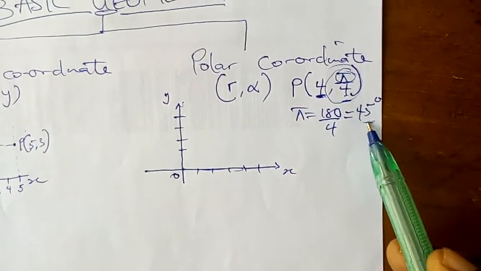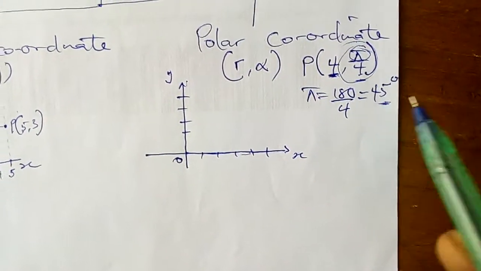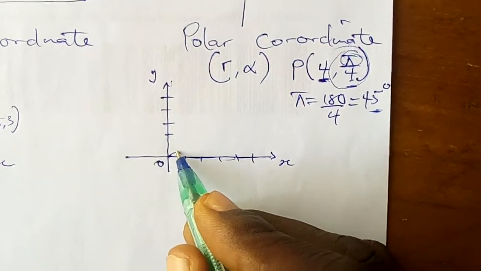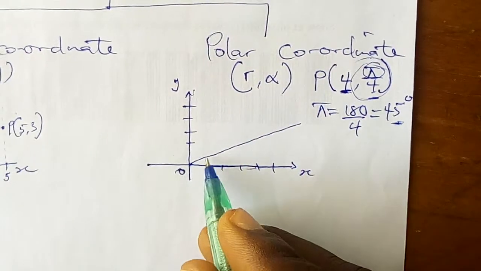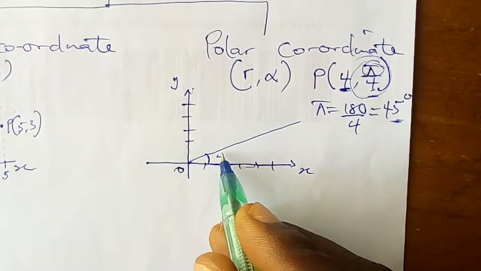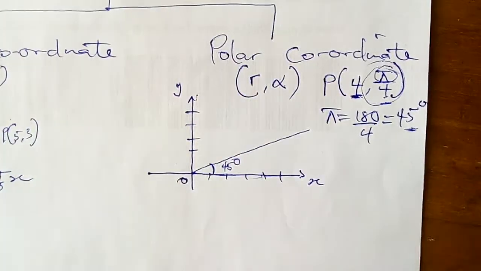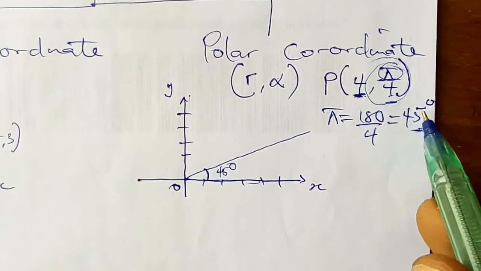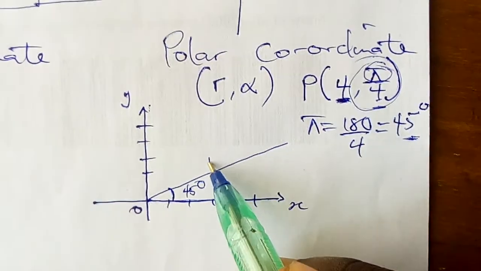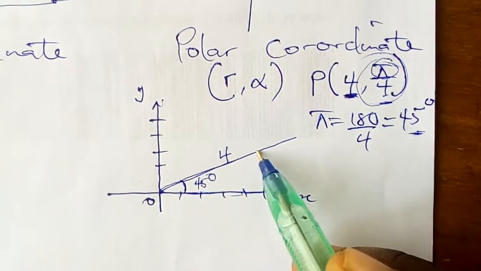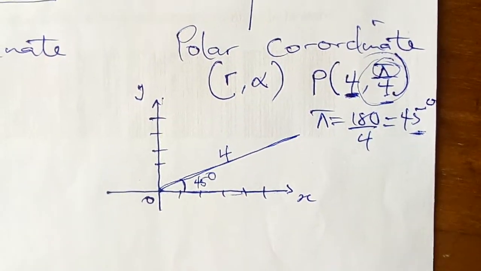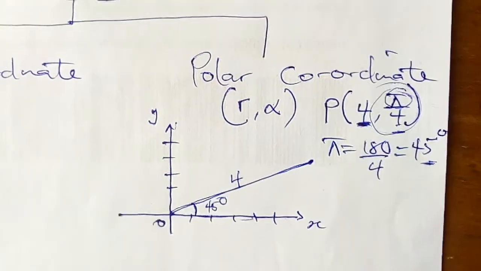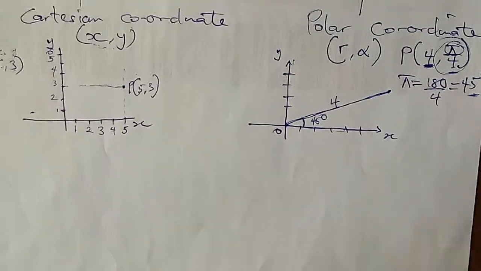What we have here as our angle is 45 degrees, so we simply divide the 90 into 2. That means this side is the angle 45 degrees. We count it towards this side, and then the r is 4. This is our r, so this is how we locate the point. The point is somewhere around here. Now, let's move to the next subtopic for today.